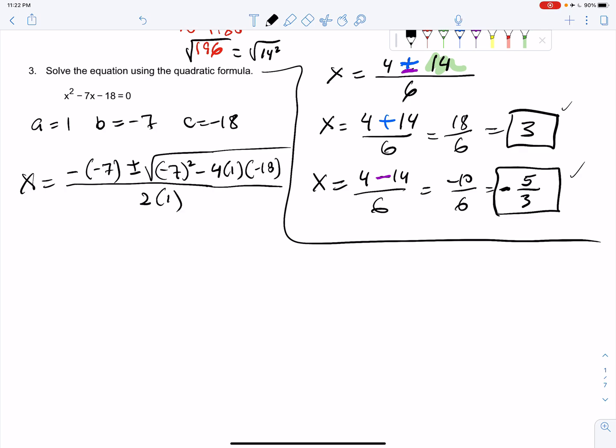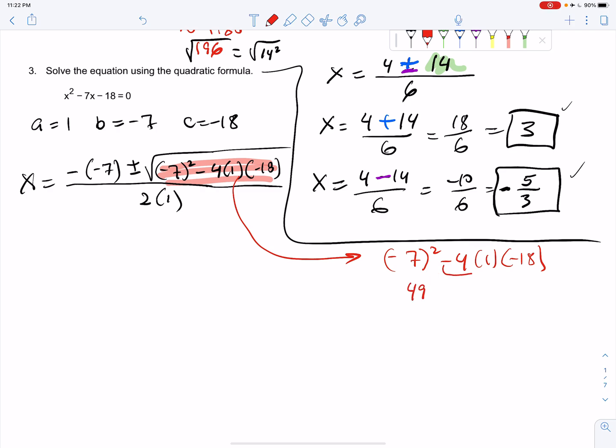So like I said before, I want to take this radicand inside and start to work this. So I've got negative 7 squared minus 4 times 1 times negative 18. Okay, well, negative 7 squared is 49.